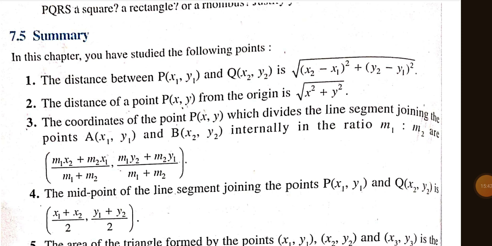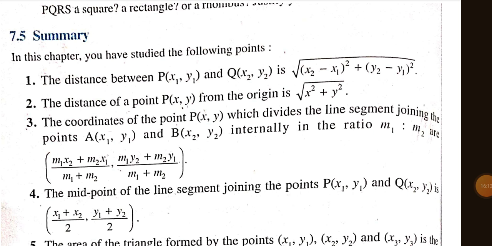Chapter 7 Coordinate Geometry. 7.5 Summary. In this chapter you have studied the following points. 1. The distance between P(x1, y1) and Q(x2, y2) is the square root of (x2 minus x1) whole squared plus (y2 minus y1) whole squared. 2. The distance of a point P(x, y) from the origin is the square root of x squared plus y squared.